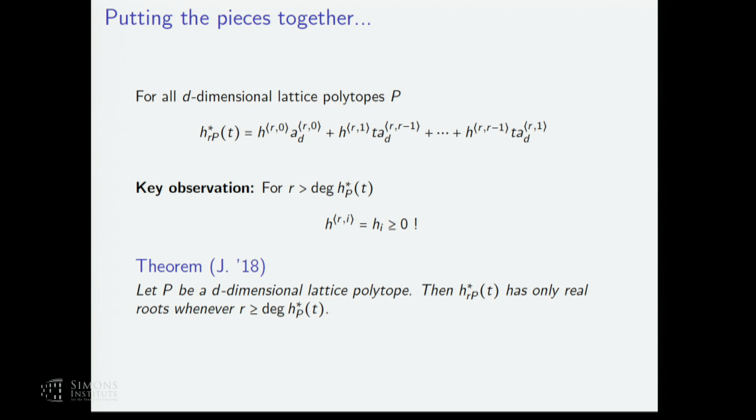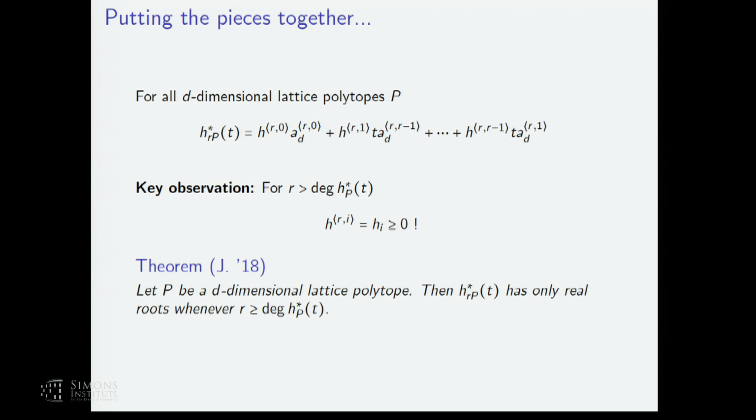And since these terms formed an interlacing sequence, it follows that the h-star polynomial of the r-th dilate is real-rooted. Okay.